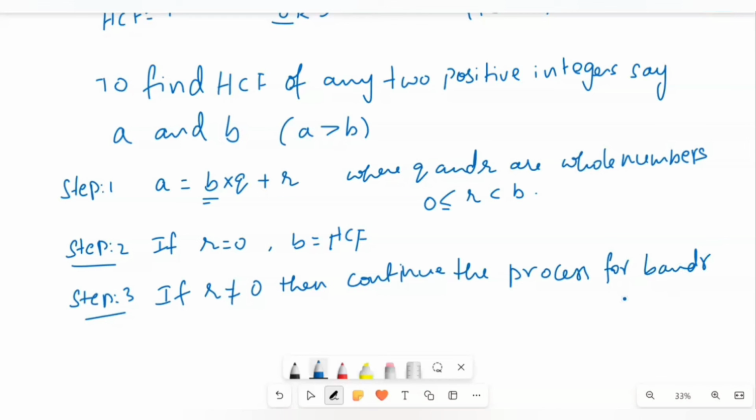Now the remainder becomes the divisor and the previous divisor B becomes the dividend, and we have to continue the division by taking some quotient and the remainder. If the remainder is not equal to 0, we need to continue the process like this until you get remainder as 0. At what stage you get remainder as 0? At that stage the divisor would be the HCF.